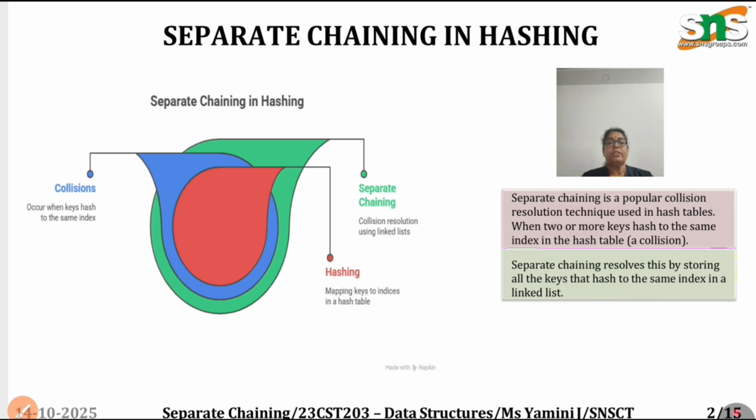Introduction to separate chaining. Let's begin with a quick overview. Separate chaining is one of the most common techniques used to handle collisions in hashing. When two or more keys are mapped to the same index in a hash table, the situation is known as a collision. Separate chaining solves this by storing all these keys in a linked list at the index. This ensures that no data is lost even when multiple keys share the same hash value.